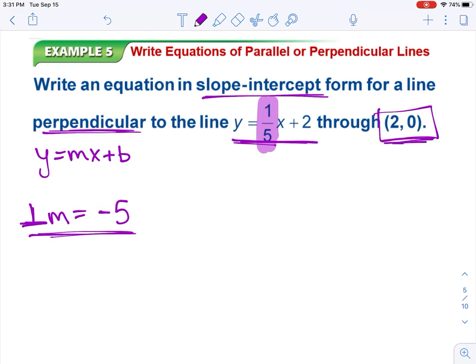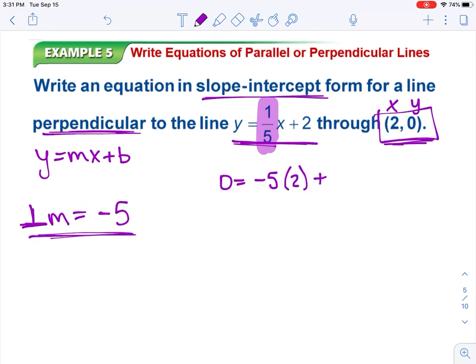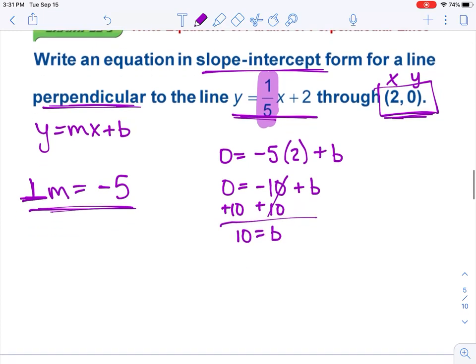So I'm going to plug these things in. 2 is my x value, 0 is my y value. So I have 0 equals -5 times 2 plus b. So 0 will equal -10 plus b. Add 10 to both sides, and 10 will equal b. So I plug in my slope value, my b value, and I have that my perpendicular line will be y equals -5x plus 10.